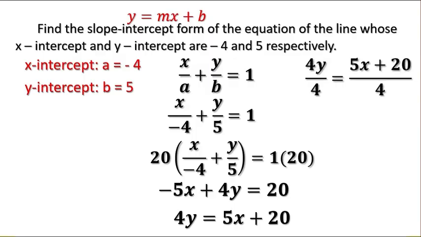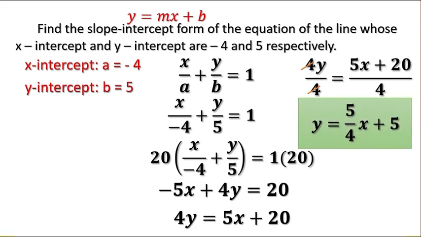Next, we will divide both sides of our equation by 4. So 4 divided by 4, cancel. We now have y equals 5x plus 20 over 4, which can be written in the form y equals 5x plus 5. So how did we get 5? That's 20 divided by 4. So that's equal to 5. So this is the final answer.